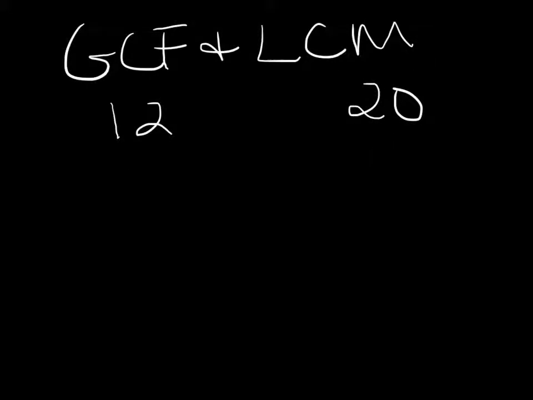In this video, we are going to look at a way that you could find the GCF and least common multiple, the LCM, of two numbers. So here I have 12 and 20, and I'm first going to break them into their prime factorization.